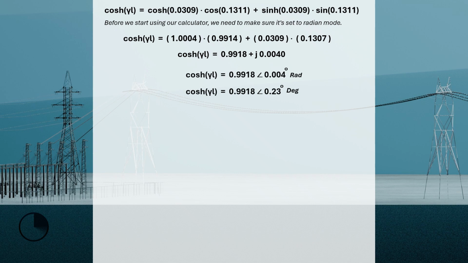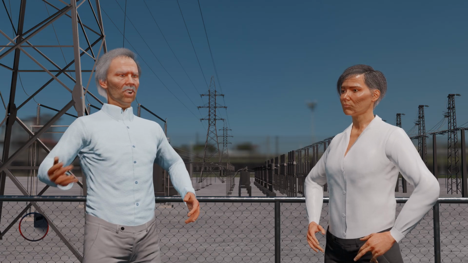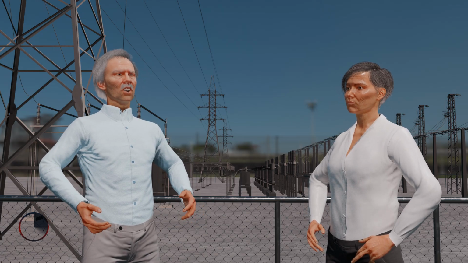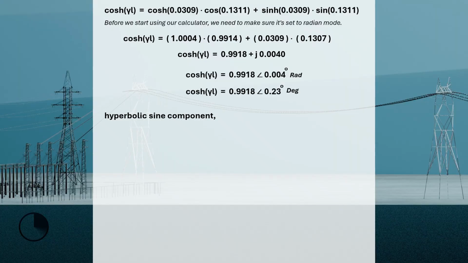radians, which is equivalent to 0.23 degrees. Therefore, cosh gamma L is 0.9917 at an angle of 0.23 degrees. To evaluate the hyperbolic sine, we will use the same approach. The expression we are working with is sinh(0.0309) times cos(0.1311) plus cosh(0.0309) times sin(0.1311).